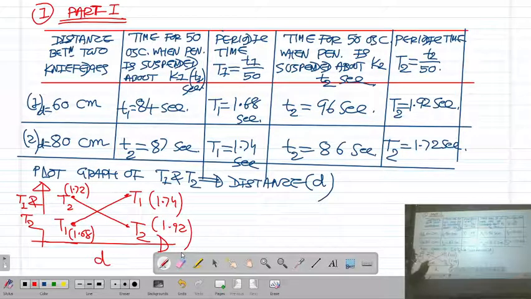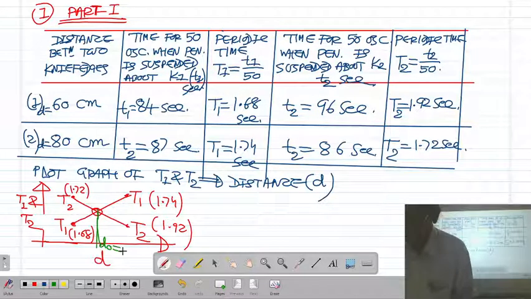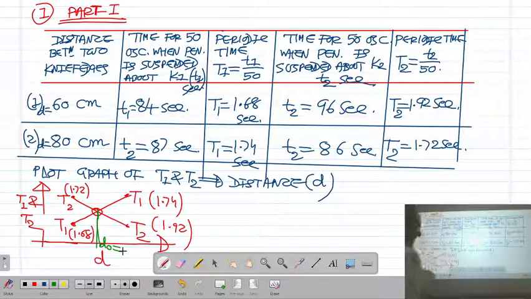Okay, connect the points T1, T1, and T2, T2. The lines connecting them are crossing somewhere here. At the crossing point, suppose D0 comes to 78 centimeter. Right? So this is the exercise for you.